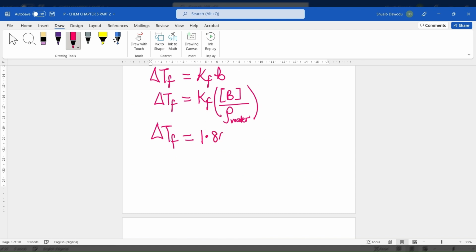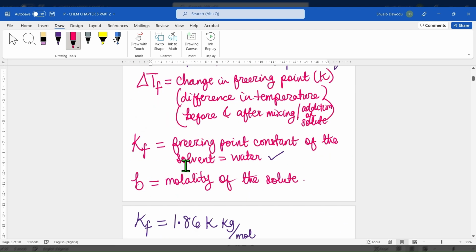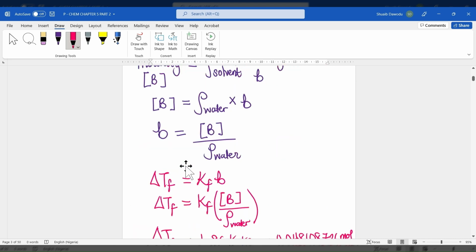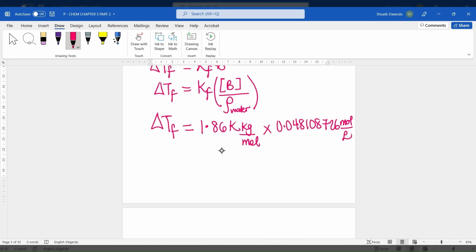So 1.86 Kelvin kilogram per mole multiplied by the molarity of B, which is simply 0.048108726 mole per liter. Again, that is the molarity, which we had calculated at the beginning here. All of this is going to be divided by the density of water.